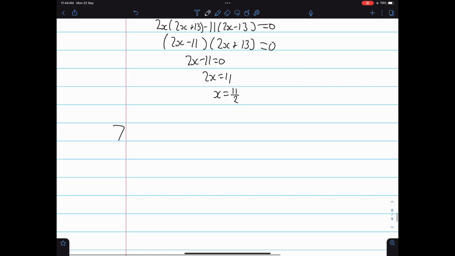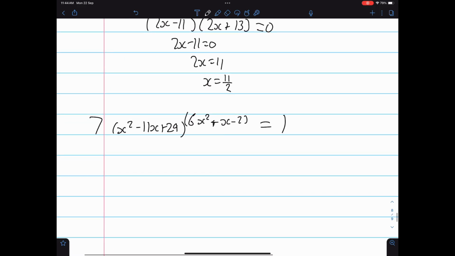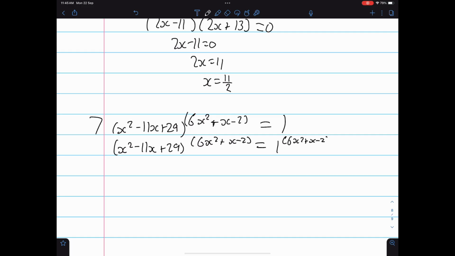And now on to the final question of the exercise. We need to solve the equation x squared minus 11x plus 29 all raised to the power of 6x squared plus x minus 2 equals 1. Right. So here are a few cases. This could very well be x squared minus 11x plus 29 to the power of x squared plus x minus 2 being equal to 1 to the power of 6x squared plus x minus 2.